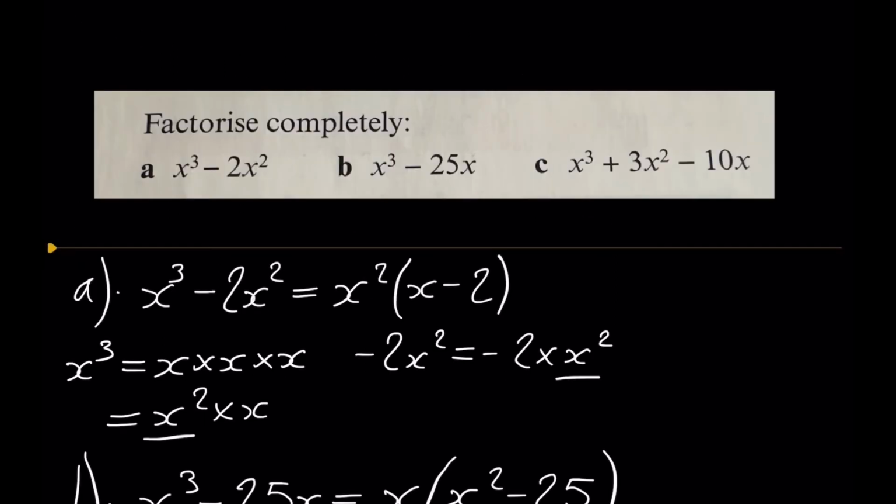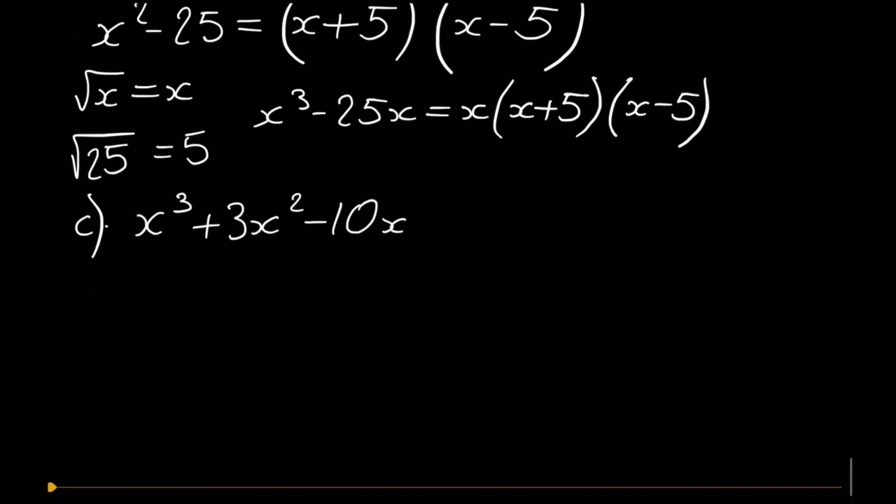Okay, for part C, we have x cubed plus 3x squared minus 10x. Again, we'll start off by finding the common factors in all the terms we have here. So in x cubed and in 3x squared and in minus 10x, which in this case is just x. So we can rewrite this expression as x times x squared plus 3x minus 10. But as you can imagine, we can factorize this even further.